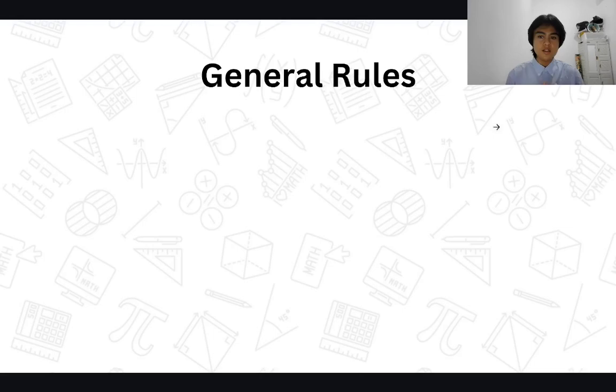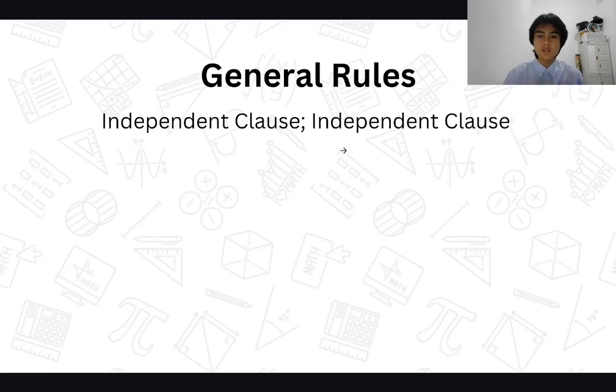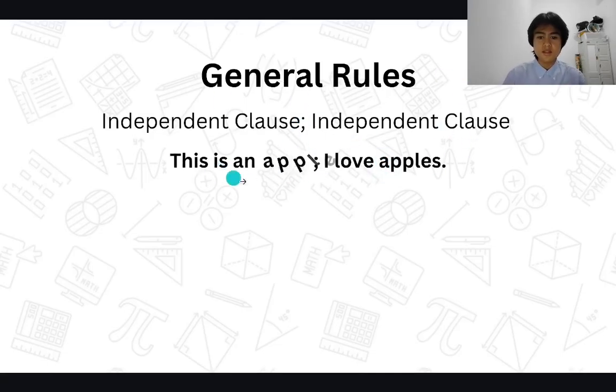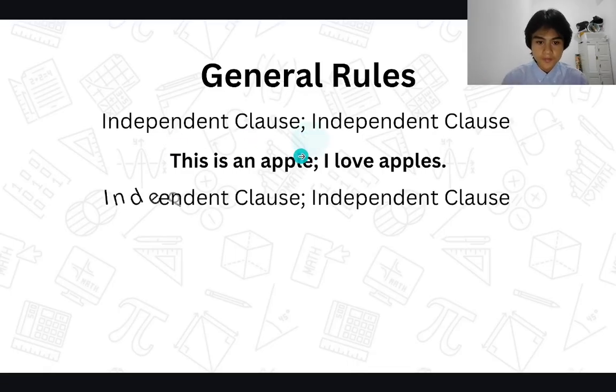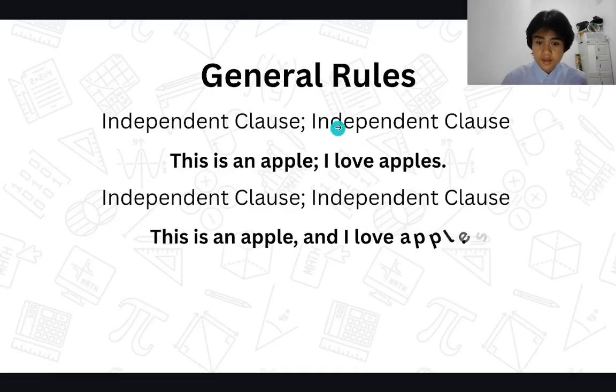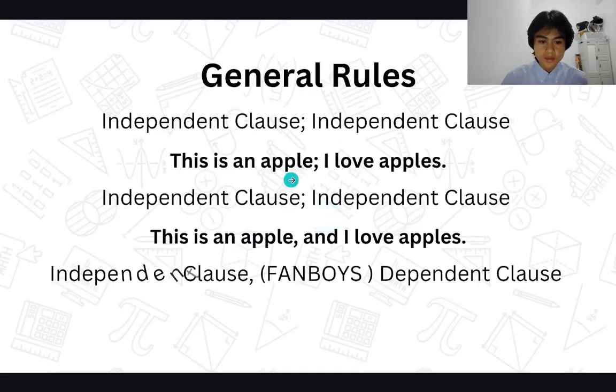Well, there are general rules for this, and the first one is independent clause, semicolon, independent clause. So you can use a semicolon for this type of clause. For example, this is an apple, I love apples. This is equivalent to the period. So basically, you can use a semicolon or a period, or dot, to form the sentence. And this, I'm sorry, it should be a dot.